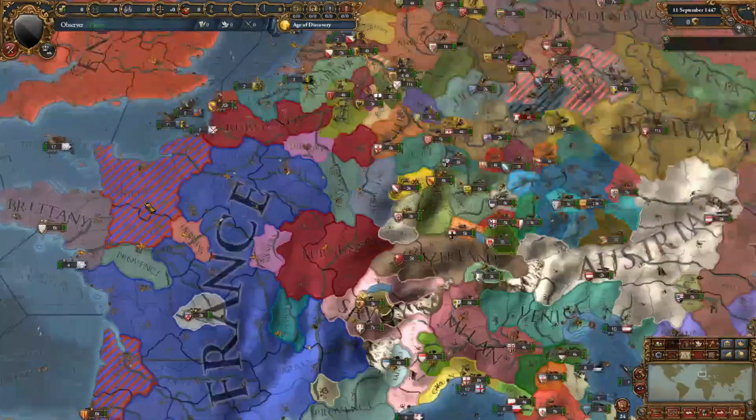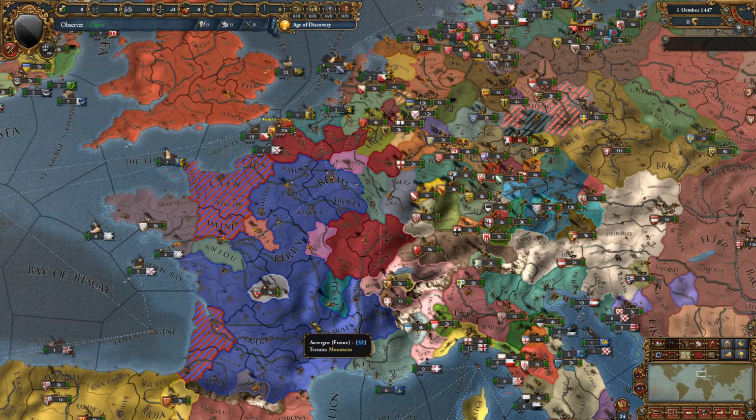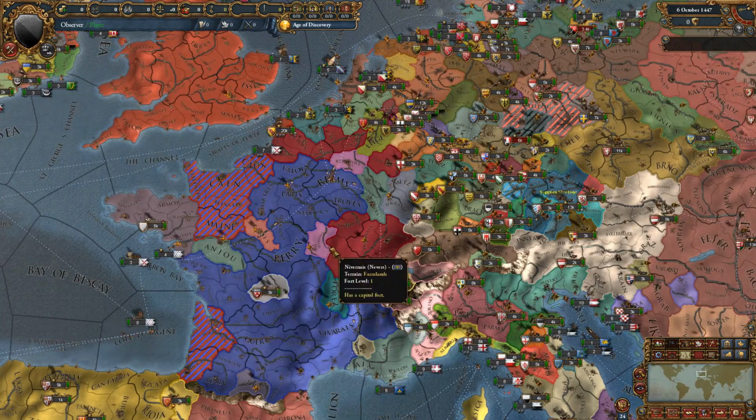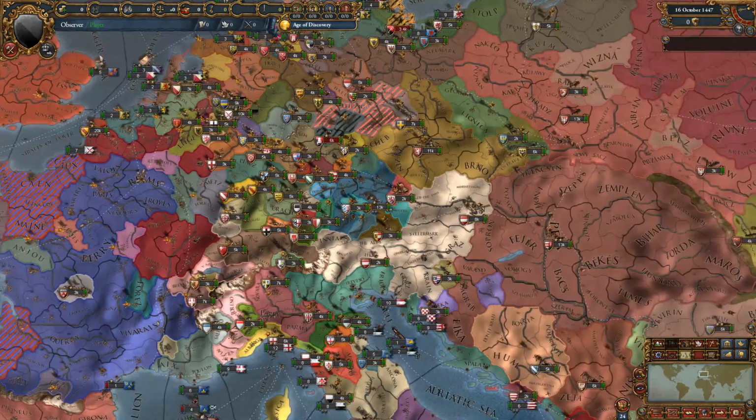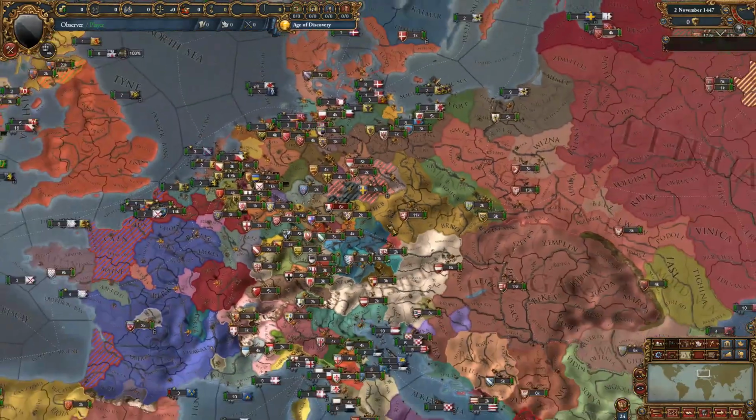One more thing I forgot to mention, you might have noticed that some countries' borders look slightly different. For example, France doesn't start with as many puppets as they usually have, or Bavaria starts as an existing country, which it usually doesn't.